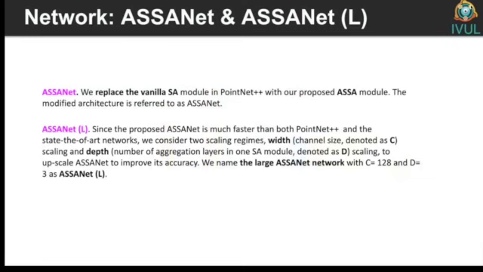We now consider scaling up the ASSANet. We consider two methods to scale up our network. One is wider scaling to increase the channel size, and another is depth scaling to increase the number of aggregation layers in one ASSA module. We named the large ASSA network, with channel size 128 and depth 3, as ASSANet-L.